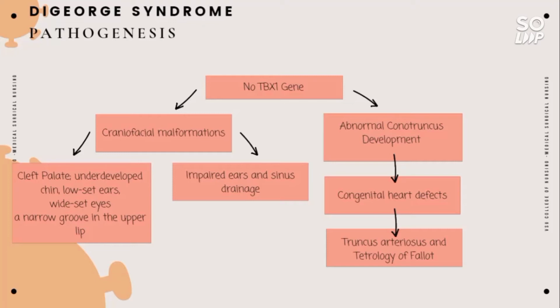And because of this no TBX1 gene, this will also lead to abnormal conotruncus development. That will lead to having congenital heart defects. And the most common of these are the truncus arteriosus and the tetralogy of Fallot.